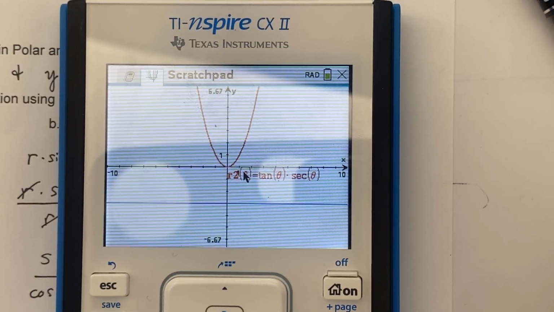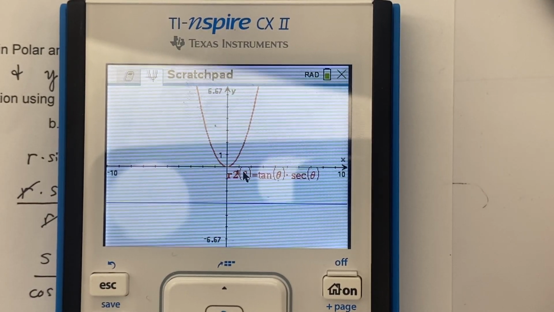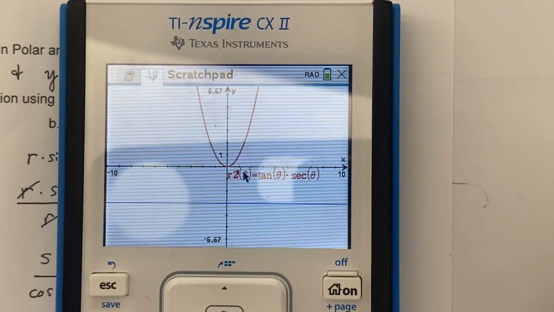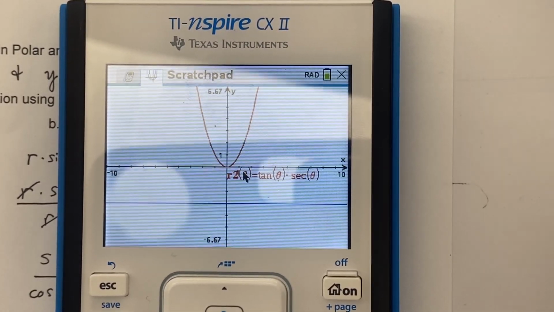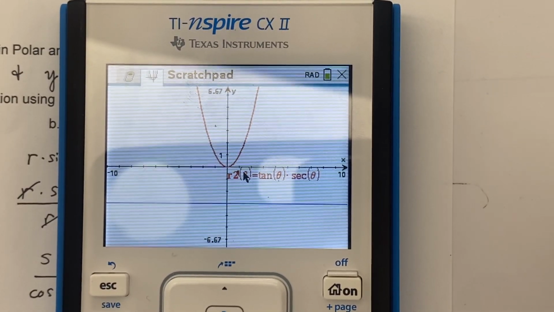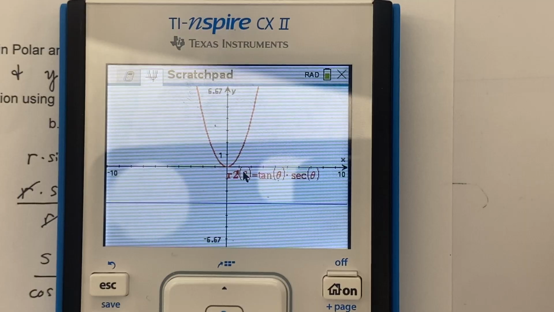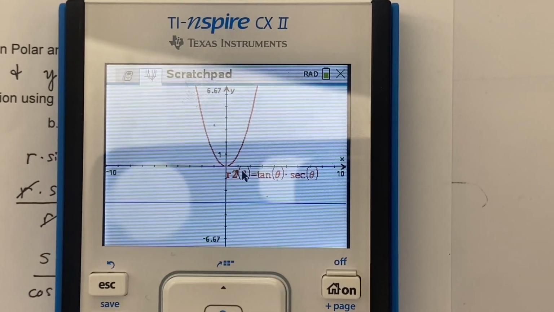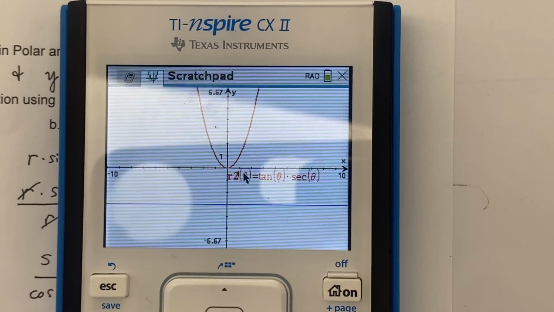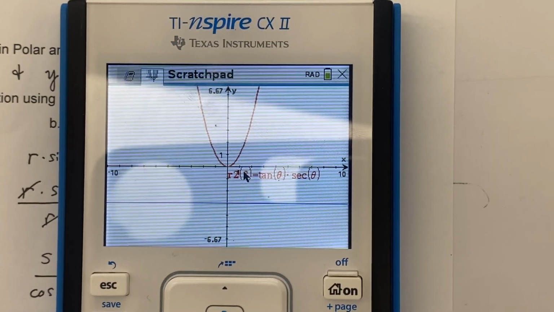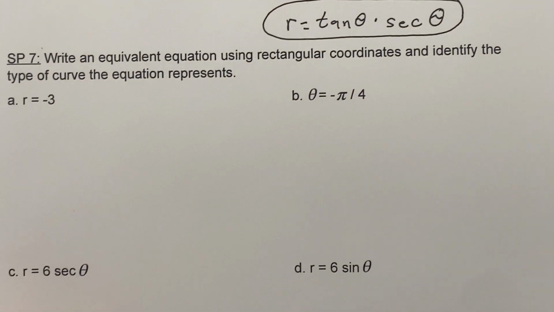Go up to mode and go into radian mode. There we go. Good. And just like that, they switched, right? They're looking like that. There you go. So yeah, make sure you're in radian mode. Questions on that? So yeah, rectangular coordinate equation, polar coordinate equations. Let's go ahead and finish the notes.